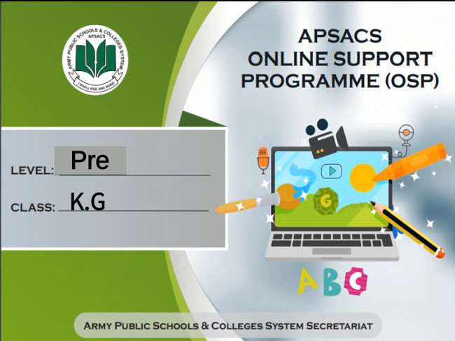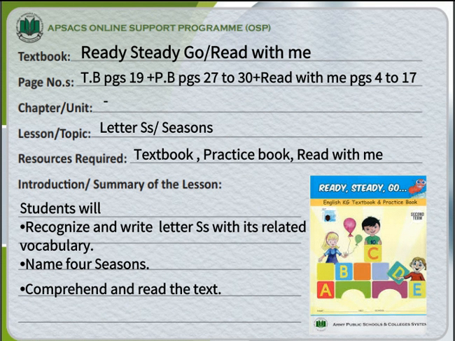This is English lesson for class KG. Our textbook is Ready Steady Go and reader is Read With Me. Our textbook page is 19. Our practice book pages are 27 to 30 and Read With Me pages are 4 to 17. Our topic is letter S and seasons.